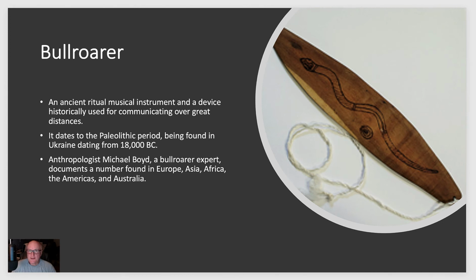It dates back to the Paleolithic era, being found in the Ukraine, dating back from 18,000 BC. So this is one of those instruments that definitely came from Africa, but it followed human migration. It's found in Europe, Asia, Africa, the Americas, and Australia. It's best known now for being in Australia, though it is in all of those cultures, and has a very strong religious significance in Australian Aboriginal culture. As a matter of fact, it's not supposed to be played by an Aboriginal in public. It's supposed to be a secret sound and secret ceremony.